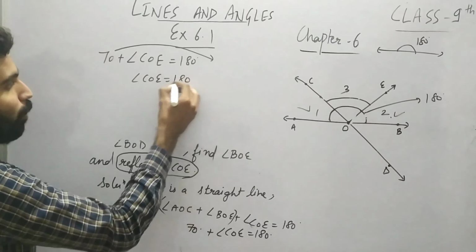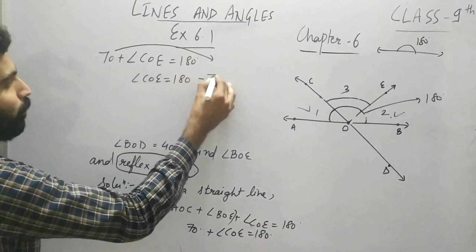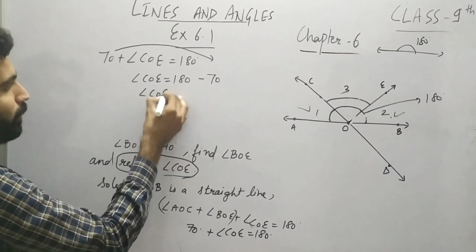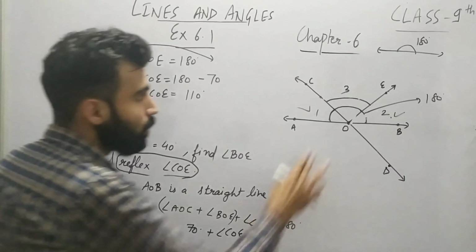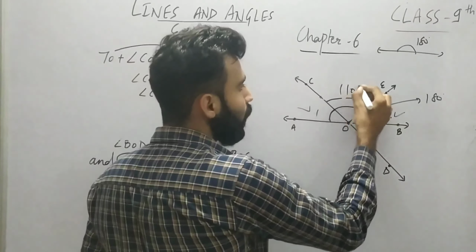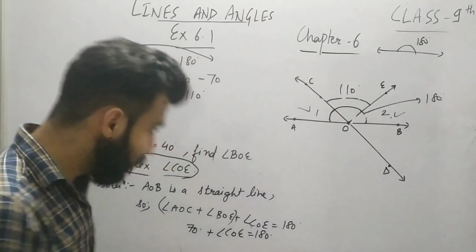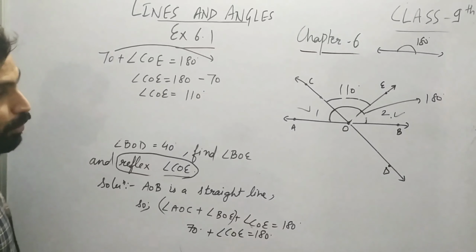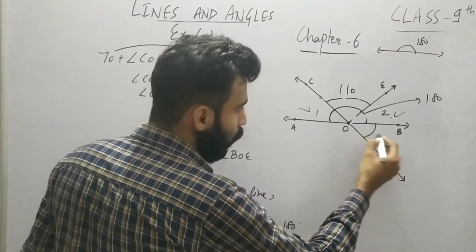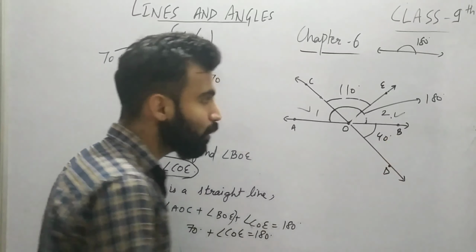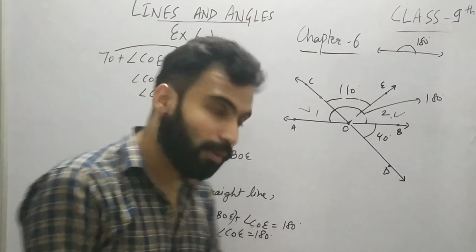So 180 is already there. So this plus 70 will become minus 70. So angle COE, if I simply subtract it, you will get 110 degrees. So you can see here, this is 110 degrees, right? Now further, it was given to you that this angle BOD was 40. So I just forgot to mention that this angle was given to us as 40 degrees, right?